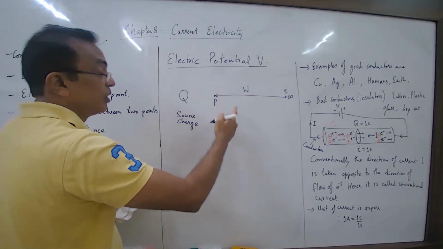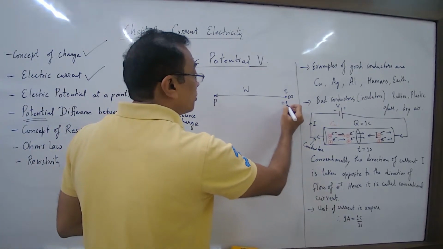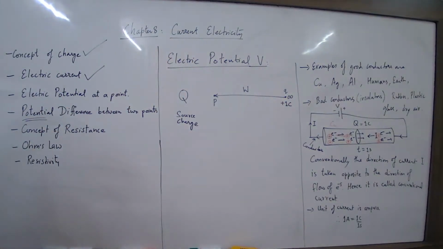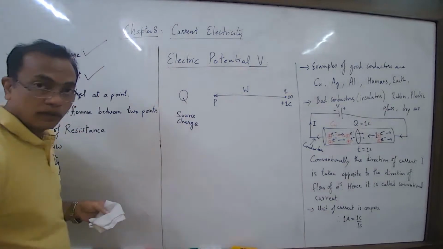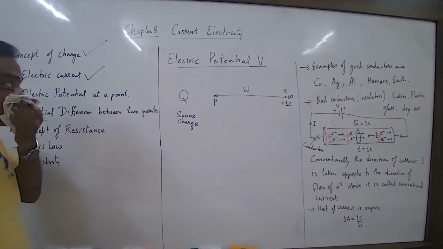Got it? So what do we call the electric potential then? It is the work done in bringing a unit positive charge. Let's say we were bringing a unit positive charge from here to here. Whatever work is done in that, we call that the potential at point E. Understood? So it is the work done, right?